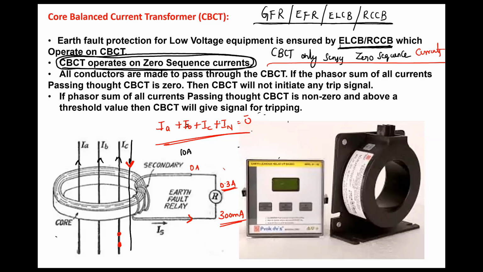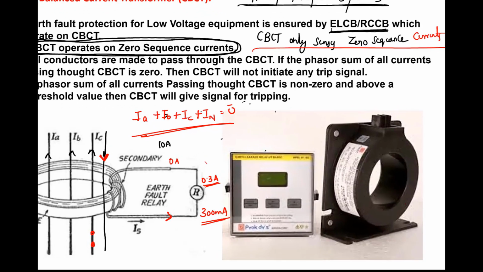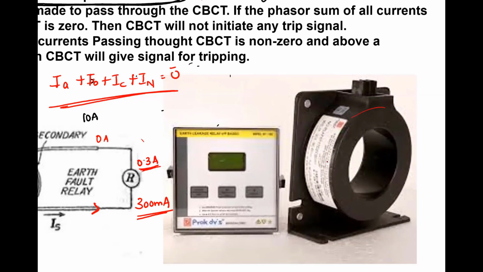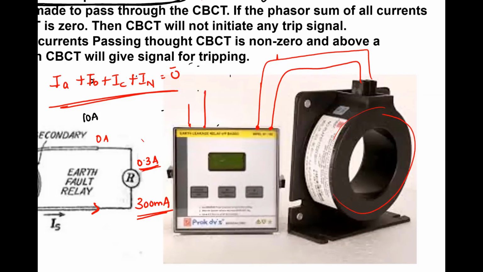Understand? So this is a CBCT. Provok Devi is a famous company in Bangalore, which mainly manufactures earth leakage relays. From the CBCT, 2 wires will come, which will be connected to this relay. Depending on this, it will indicate what the earth leakage current is, and we can change the set value, and it will trip. A trip command will go to the breaker, and the breaker will trip the circuit. Gentlemen, understood?